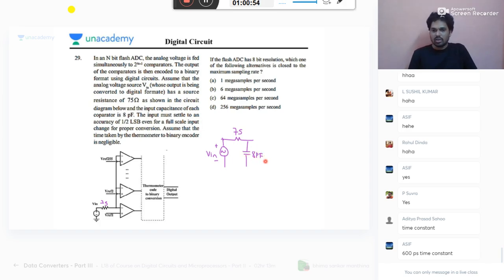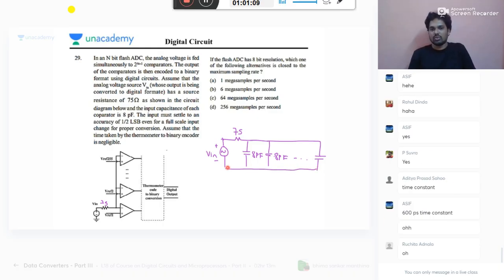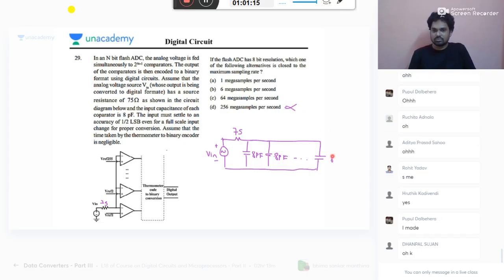Don't take a single 8 picofarad. You should take 8 parallel with another 8, like that. How many should you take? 255. Here, some people will make a mistake, and then you get 256 as the answer. This is the first trap. This is how your examiner will trap you.